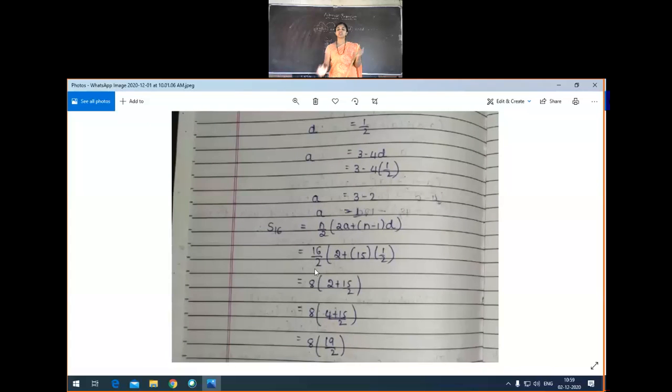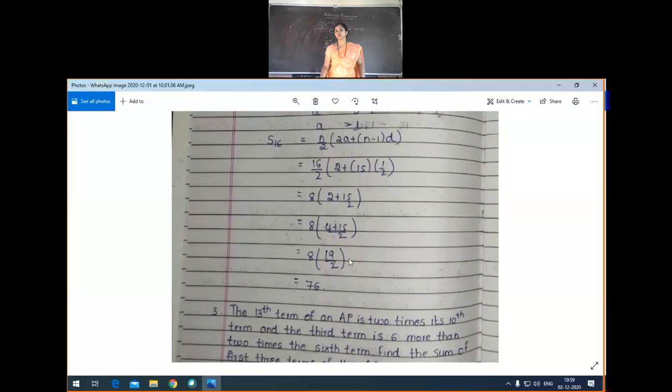Now we have to find the sum of the first 16 terms. We use the Sn formula: Sn is equal to n by 2 into 2a plus n minus 1 into d. Here n is 16. Substituting, 16 by 2 into 2 into 1, which is 2, plus 16 minus 1, that is 15, into d, which is 1 by 2. After simplification, taking the LCM, 4 plus 15 by 2, then 8 into 19 by 2, we get 76. This is the explanation of the second problem.